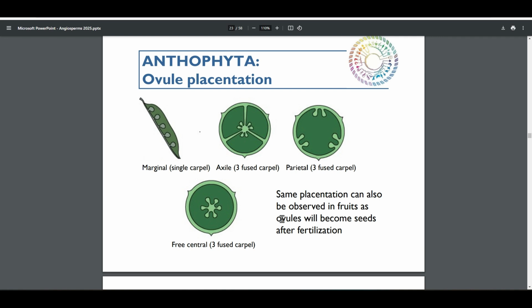And in these images, I believe they actually show placentations in fruits. So this is kind of like when you see the seed in the fruit, but they have the same arrangements as when they're ovules in the ovary. Okay.